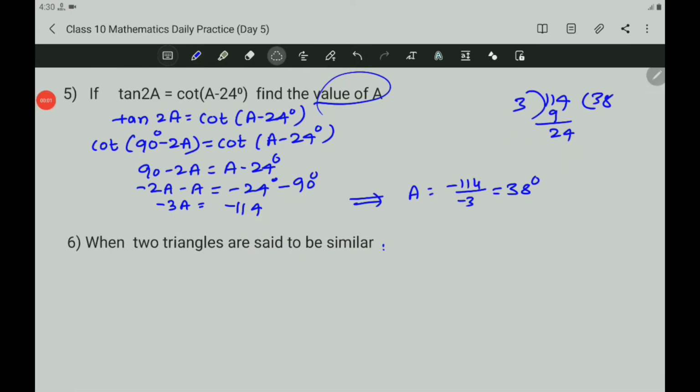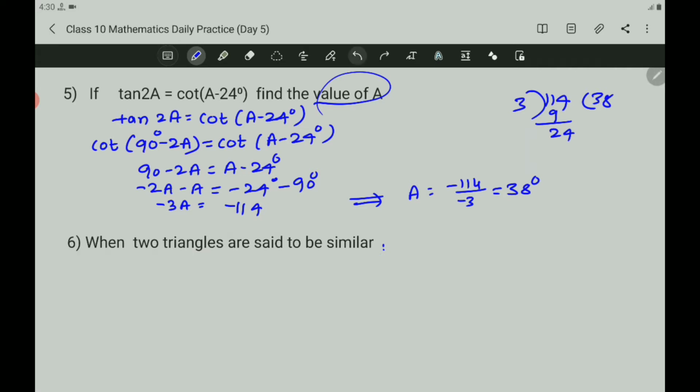Now you take the sixth question. When are two triangles said to be similar? Two triangles are said to be similar if their corresponding angles are equal and their corresponding sides are in the same ratio.